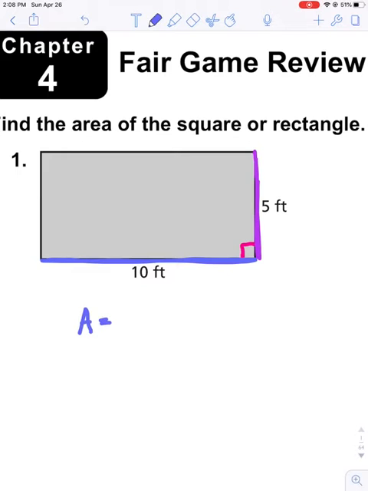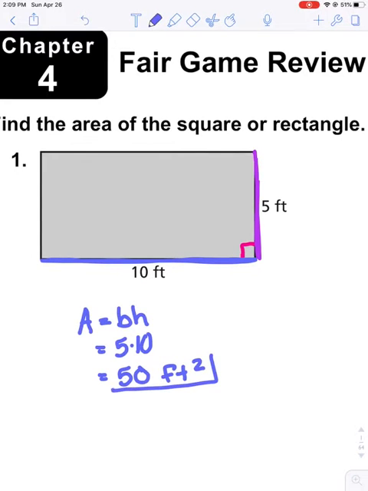So in order to find the area of something like this, the formula is area equals base times height. You might have also heard area equals length times width, which is true, but usually as you get into higher levels of math, we use base times height instead. It doesn't matter which number is the base and which number is the height. So we would say 5 times 10, or we would say 10 times 5. It doesn't matter. So area equals 5 times 10, and that means area equals 50, and we have to remember the units, 50 feet squared.